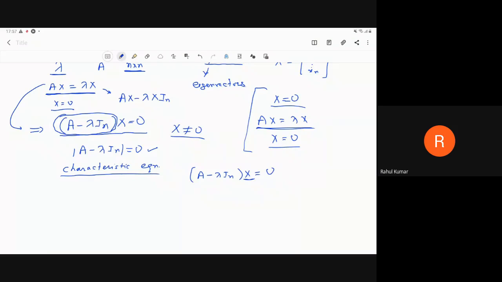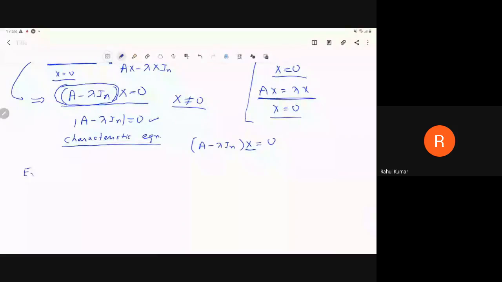I'm writing a matrix. Take out your notebook. You will also solve with me. Let's take a 2 cross 2 matrix: 12, minus 51, 2, minus 11. Write this matrix. We need to find its eigenvalues and eigenvectors.